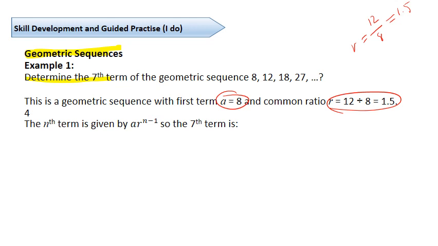Okay, it would be okay to just multiply up each number by 1.5. For example, to find the next number, you just multiply by 1.5. But we don't want to do that. We want to use the definition.